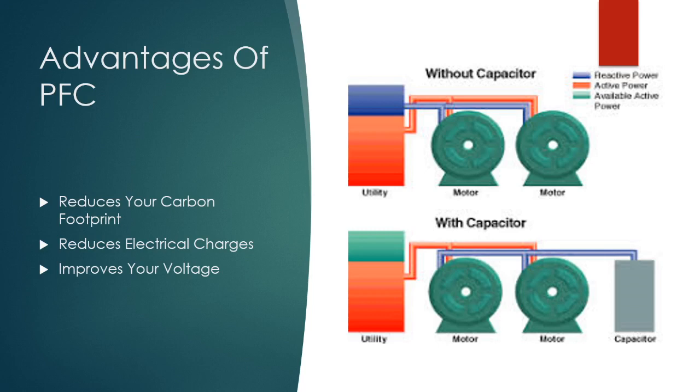Now, advantages of using the power factor correction. Well, it reduces your carbon footprint. So, by reducing your power system's demand charge through the power factor correction, your company is putting less strain on the electricity grid. This in turn reduces its carbon footprint.